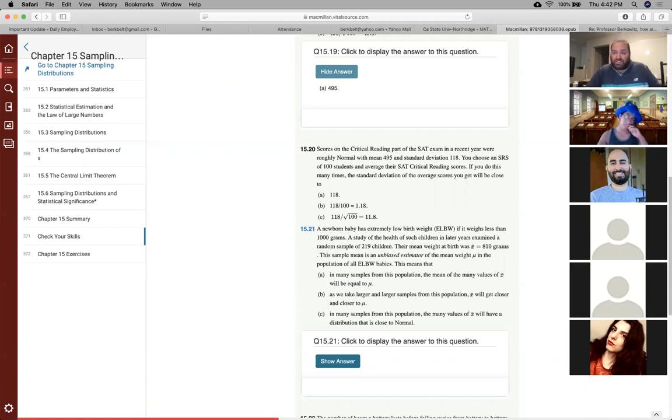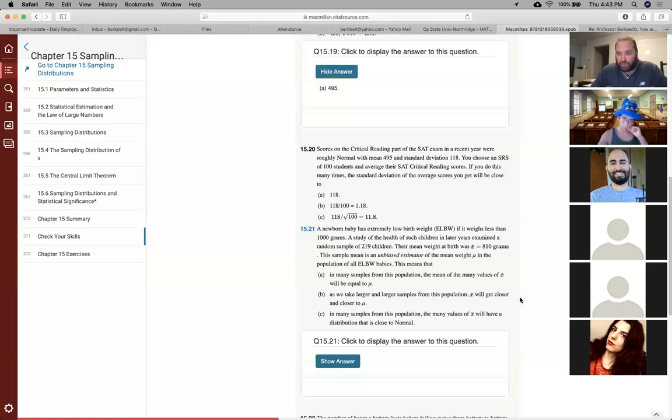So an unbiased estimator is one that I expect to give a value close to the true value. So the sample mean is an unbiased estimator. This means that A, in many samples from the population, the mean of the many values of X bar will be equal to mu. B, as we take larger and larger samples from this population, X bar will get closer and closer to mu. And C, in many samples from this population, the many values of X bar will have a distribution that is close to normal.